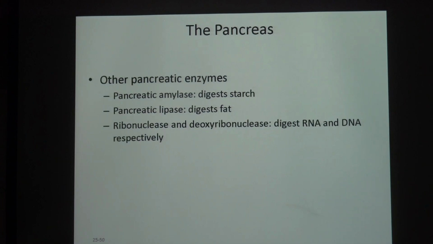Okay, a couple of other pancreatic enzymes you might find there, amylase. And again, we know that it's an enzyme because it's ASE. Amylase will help us to digest starch-based materials. Pancreatic lipase will help us to digest fats.